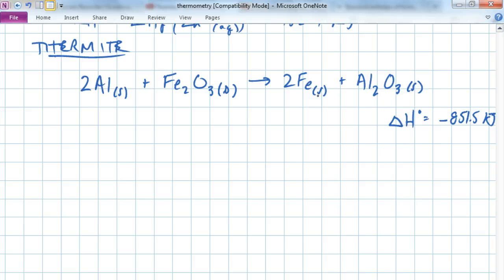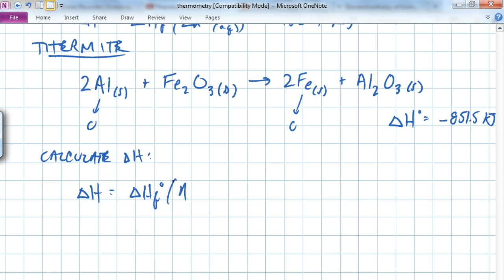Now what I want to show here is just the basic process of calculating delta H, using the equation that we just learned how to use. So we know that this is going to be 0 and this is going to be 0. So all we really need here is delta H is simply going to be the delta H of formation for the aluminum oxide minus the delta H of formation for the iron oxide.